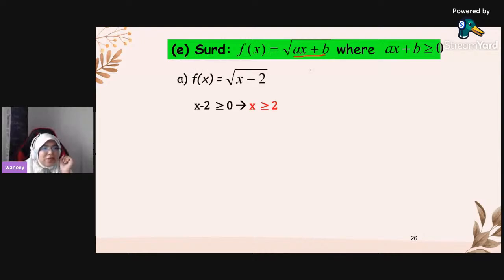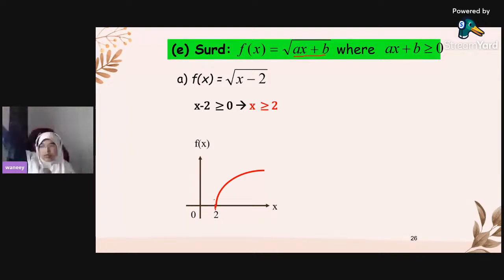Okay, so for example over here, take x minus 2 greater than or equal to 0. I know that this is x greater than or equal to 2. So when I draw my graph, I must start from 2. So this one I start from 2 and then going to the right. Ni atas lah.